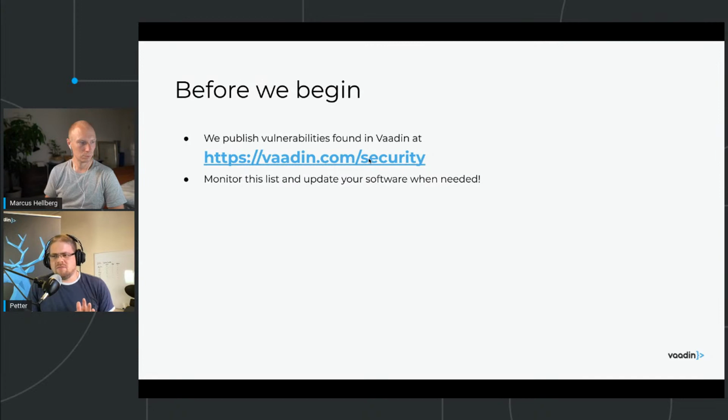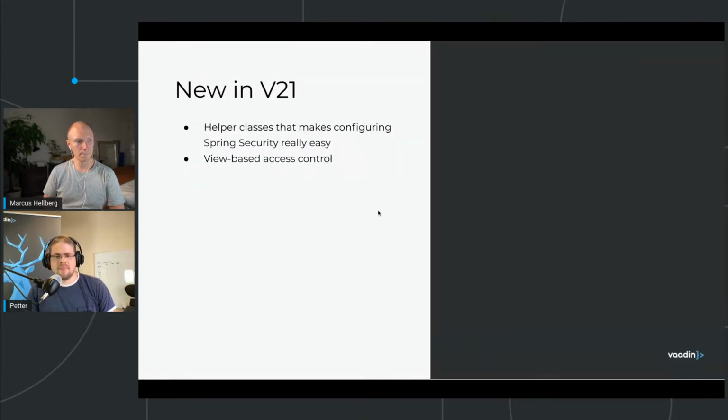Before we begin with actually looking at the code, I just want to point out that we have this page, https://vaadin.com/security. We'll publish all vulnerabilities found in Vaadin at this page. So you should monitor this list and update your software whenever needed. Registered users will also get email alerts whenever we publish a new security vulnerability report.